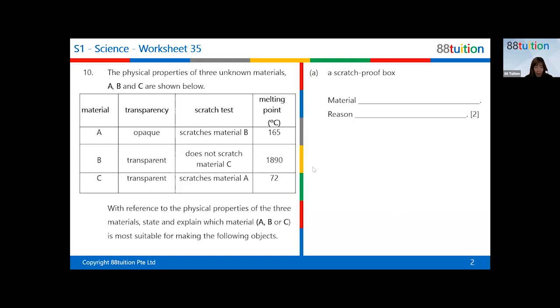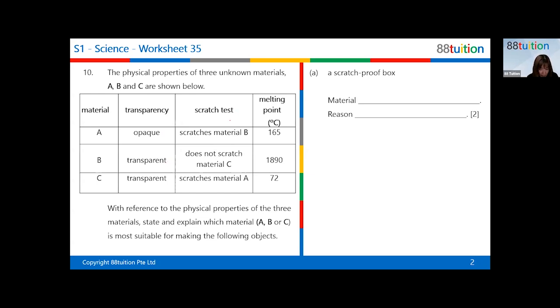Okay, let's start. Question 10 from worksheet 35, last week's question. So we have physical properties of 3 unknown materials A, B, and C given here. We are looking at the properties that relate to transparency, scratch test, as well as the melting point. When we look at our table here, opaque means light cannot pass through. Transparent means all light passes through.